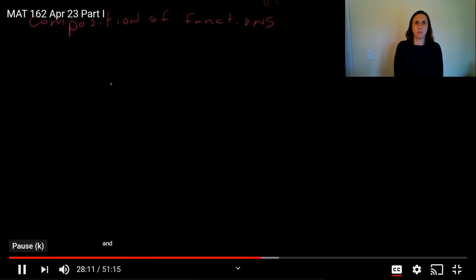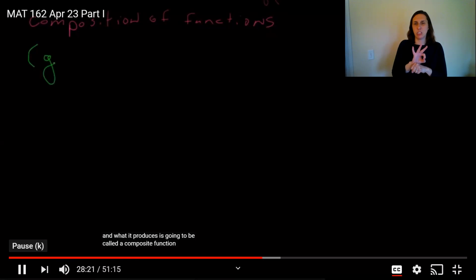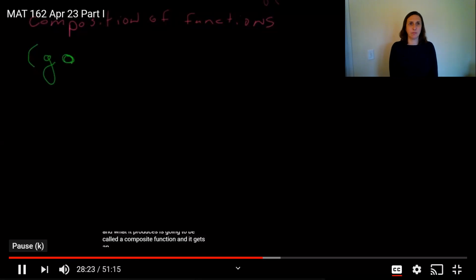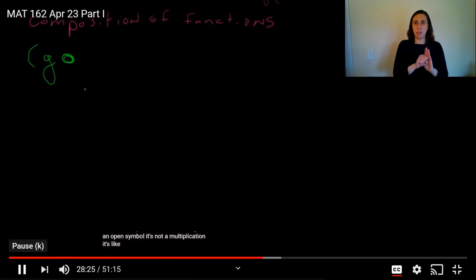Composition of functions. And what it produces is going to be called a composite function. And it gets an open symbol. It's not a multiplication, it's like a big open dot.